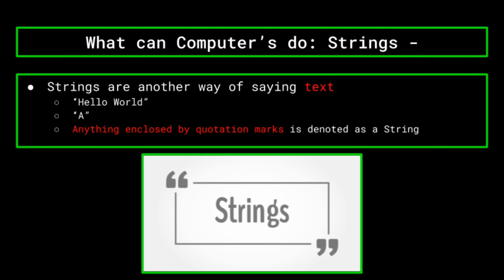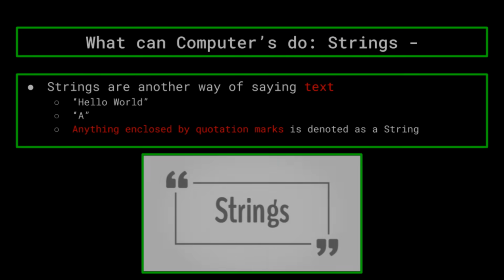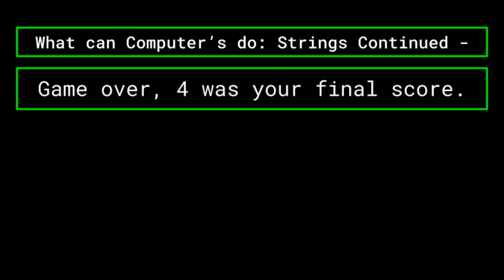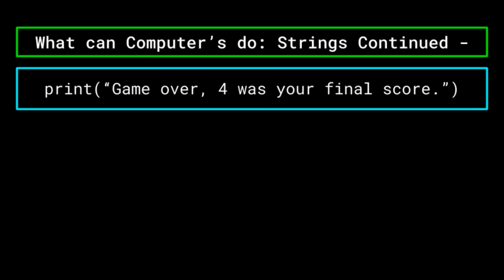We already talked about printing strings to the console, but let's say we're making a game, and we wanted to print out the statement, game over, 4 was your final score. Now, while we could just make a string that says that exact phrase and print it out to the console, in some cases it would be more useful to print out the actual integer value, especially in the case of a game where the score can change each time you play, because score definitely isn't always going to be 4.